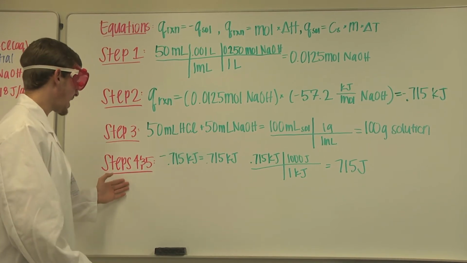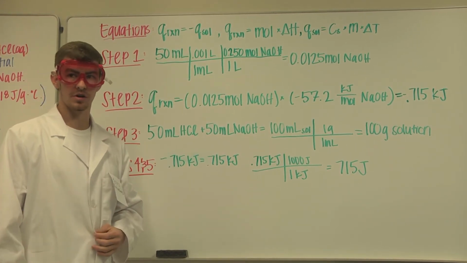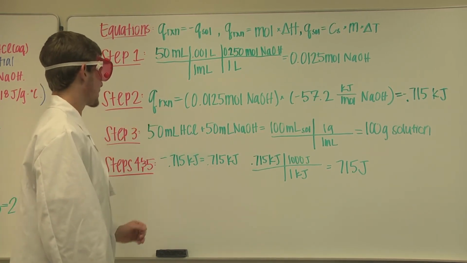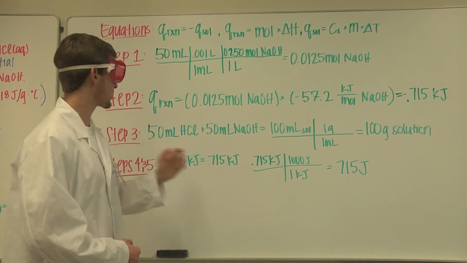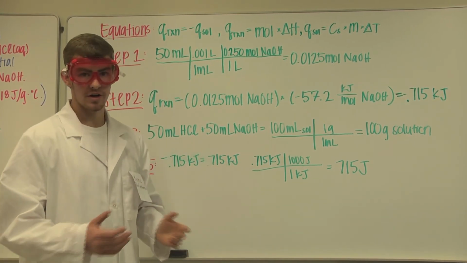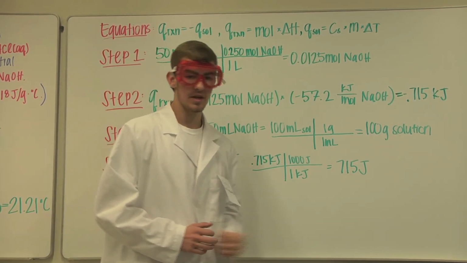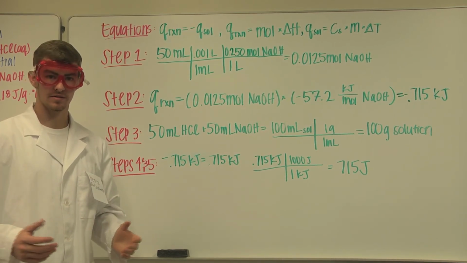In steps 4 and 5, we will be converting our Q of reaction into a usable Q of solution. In step 2, we found our Q of reaction, and by using this equation, we will be converting our Q of reaction into a Q of solution. However, in order to use it in this equation, we need to convert it to joules. Pause your video now and make sure you've completed steps 4 and 5 correctly.